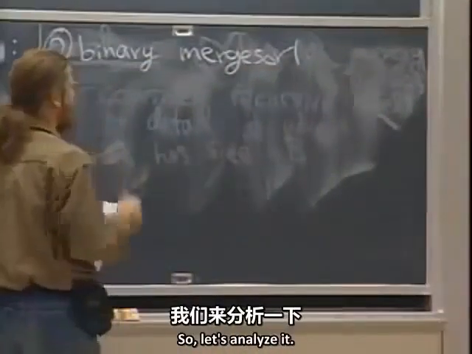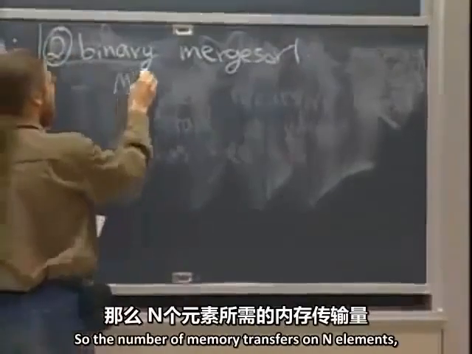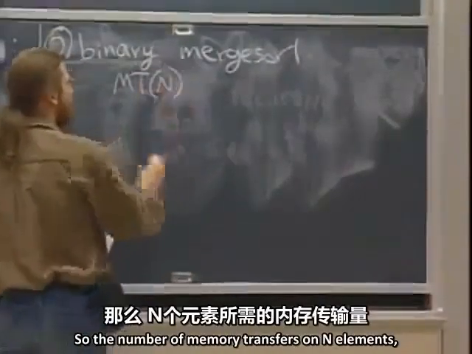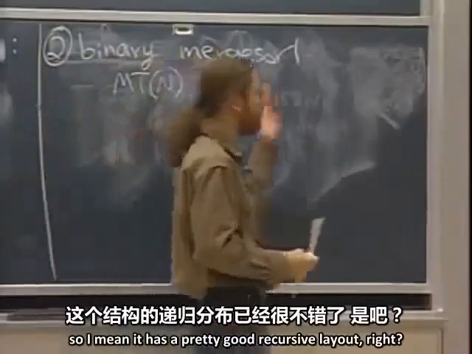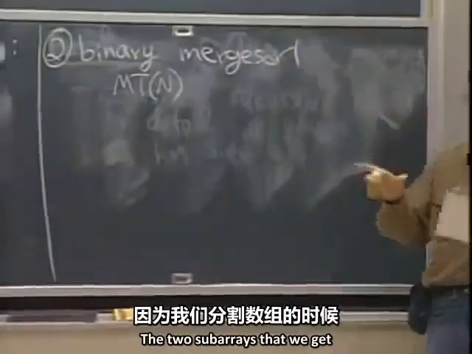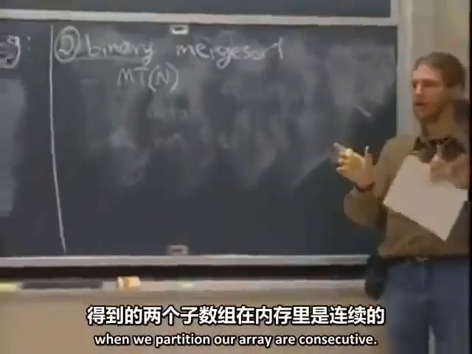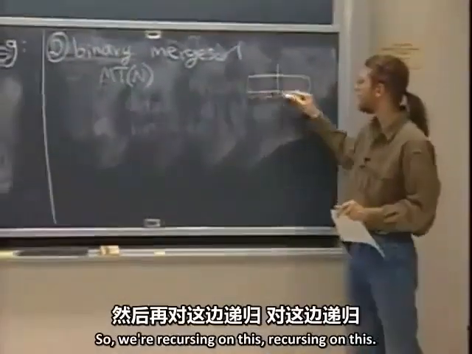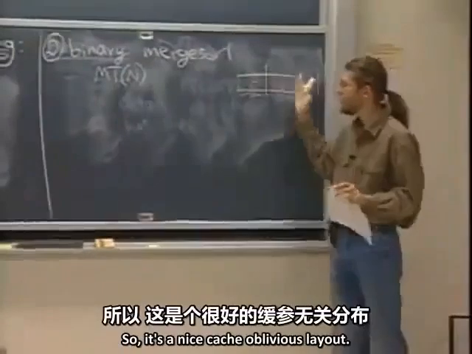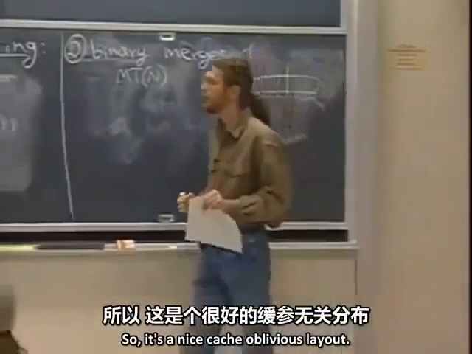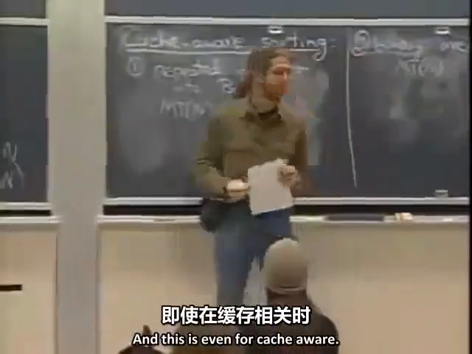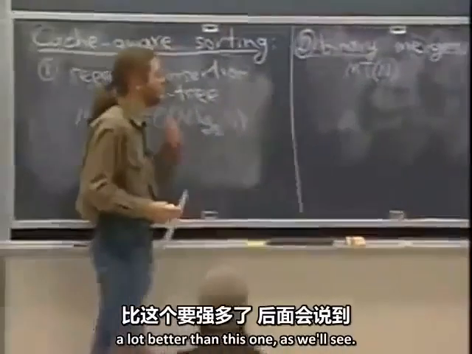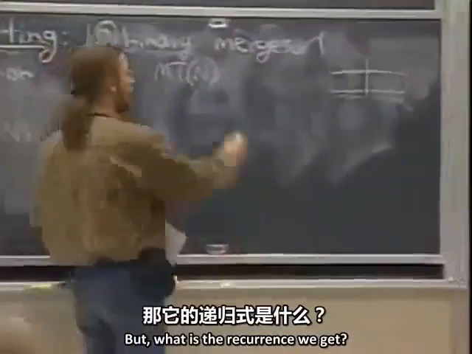So let's analyze it. The number of memory transfers on n elements. It has a pretty good recursive layout, right? The two subarrays that we get when we partition our array are consecutive. So we're recursing on this, recursing on this. So it's a nice cache oblivious layout. And this is even true for cache aware. This is a pretty good algorithm, a lot better than this one, as we'll see. But what is the recurrence we get?